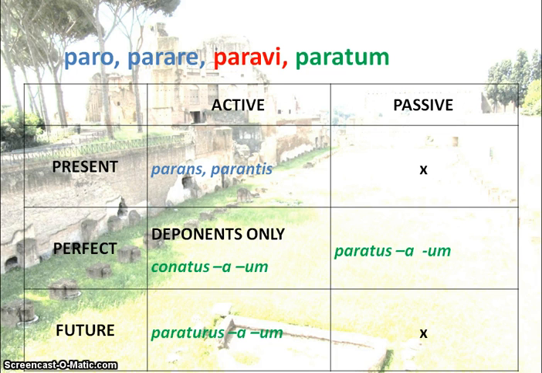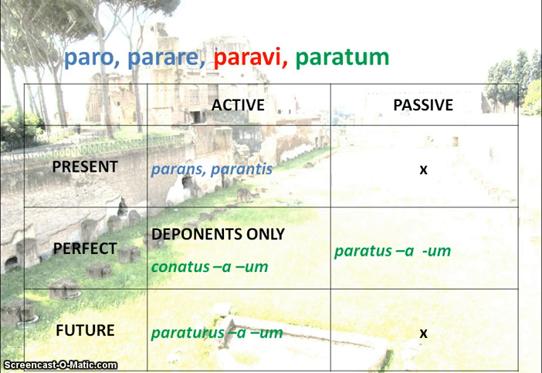The PPP, which is the most common participle, the perfect passive participle, is formed from the supine, the fourth principal part of a verb, and paratus declines like bonus and will mean having been prepared. Now, the perfect active participle is only formed from deponent verbs and is going to be the third principal part of a deponent verb. So conatus, having tried.